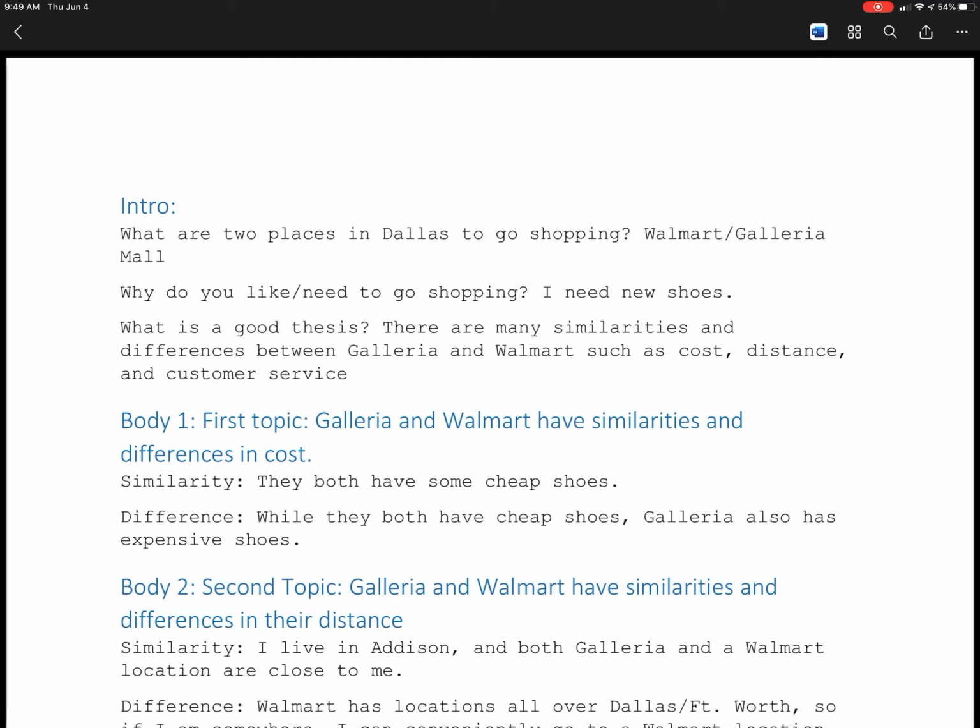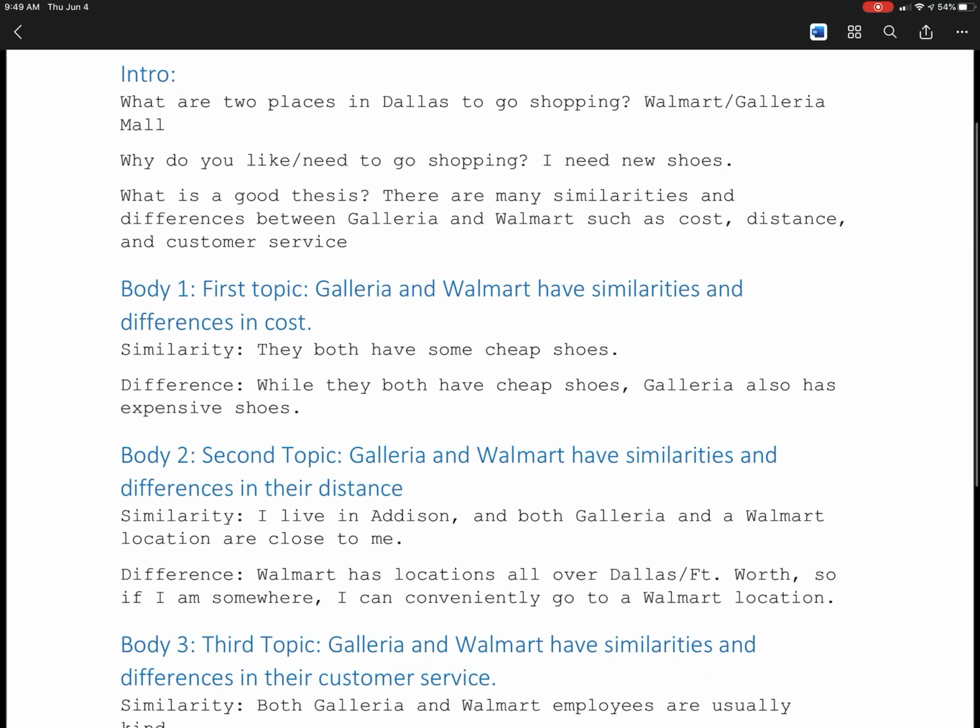For my thesis, I should mention both similarities and differences, and I need to mention the 3 points that I will discuss in my body paragraphs. We need to have both similarities and differences in each paragraph. Each body will have a separate topic. So here I say, there are many similarities and differences between Galleria and Walmart, such as cost, distance, and customer service.